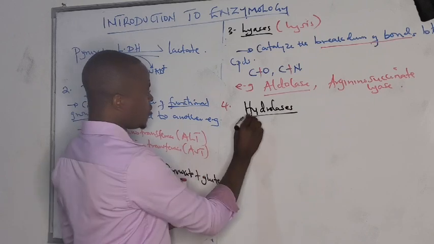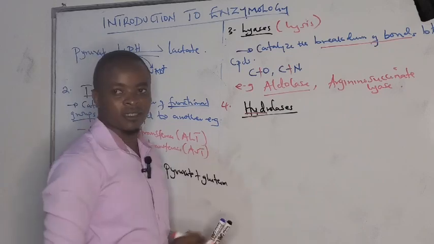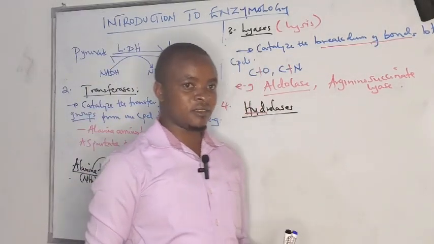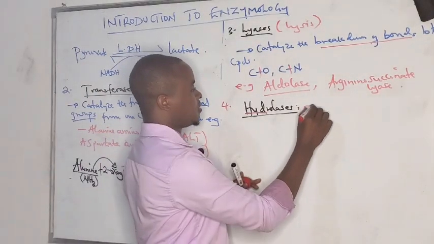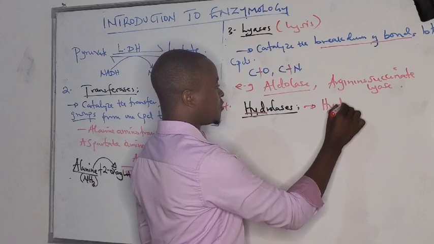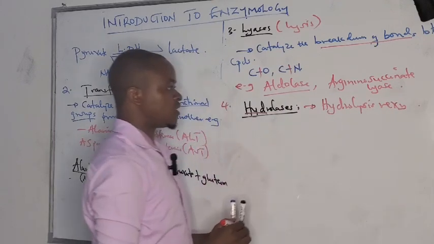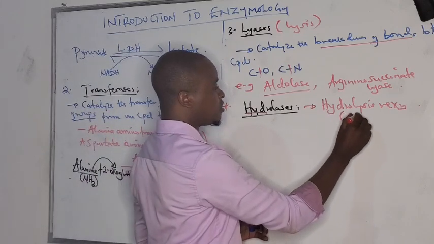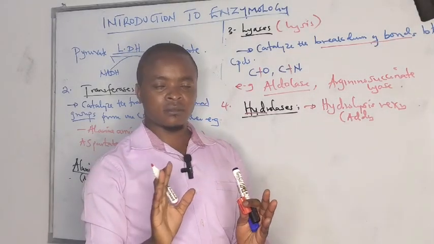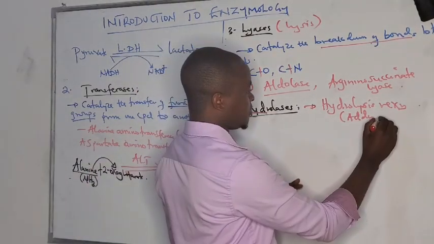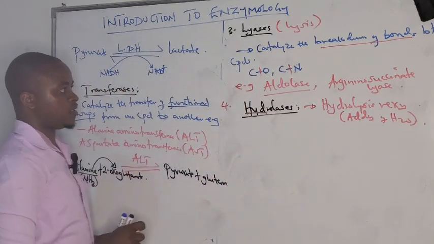Hydrolases, and you know, it has the word hydro. And this hydro means what? Water, isn't it? So this class of enzymes catalyze hydrolysis reactions. What are hydrolysis reactions? Meaning they involve addition of water. These enzymes break the bonds by addition of water.